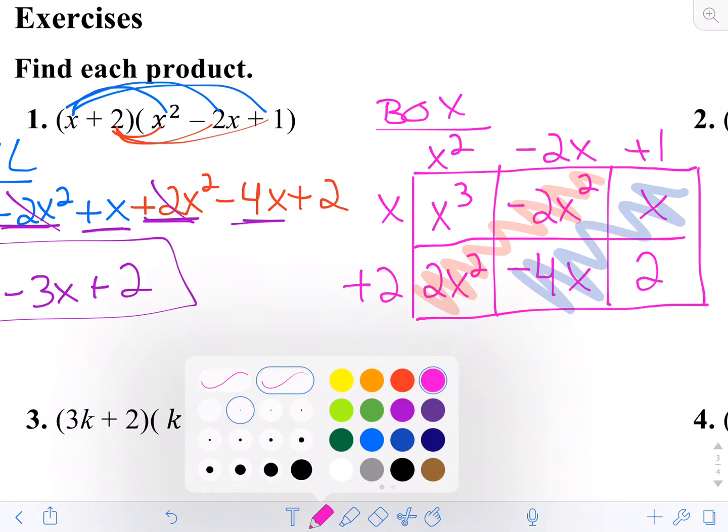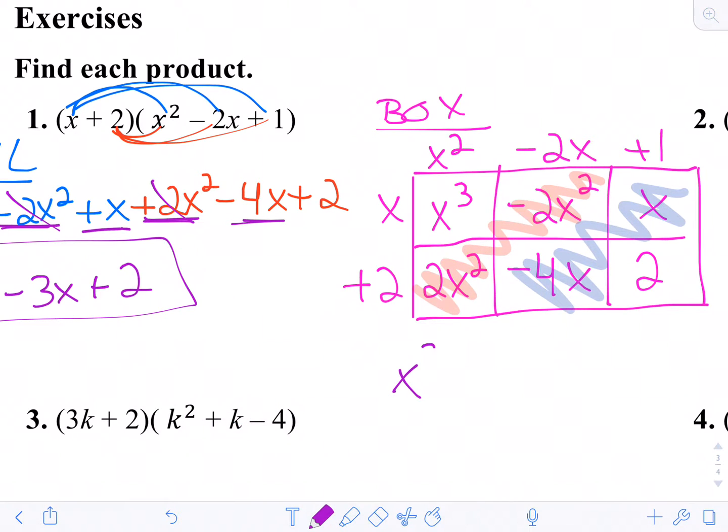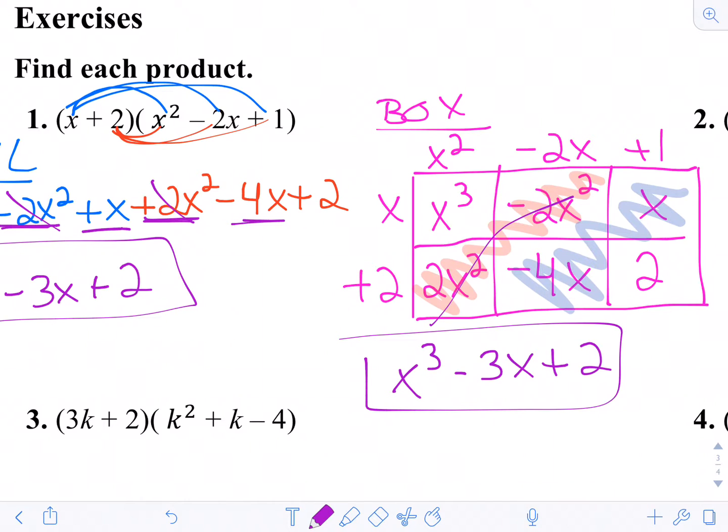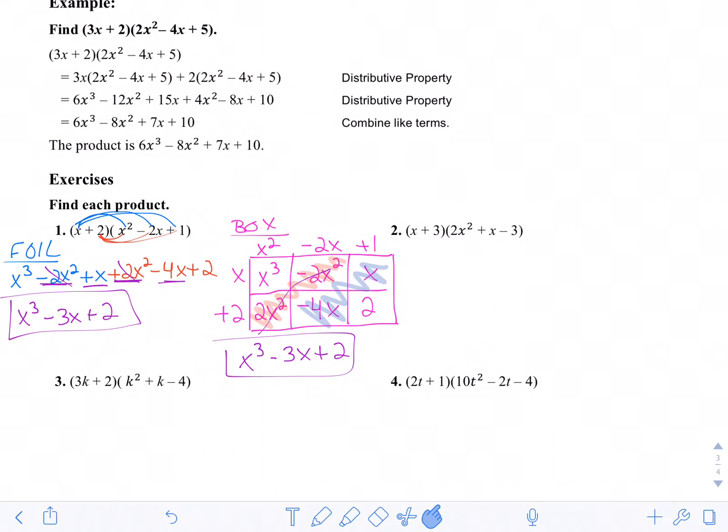So when we combine our like terms to get our final answer, we have an x cubed. The x squared is crossed out, so those are gone. Negative 4x and x give me negative 3x, and then you have a positive 2 hanging out. Okay, so if you look and compare your answers, you get the same thing.